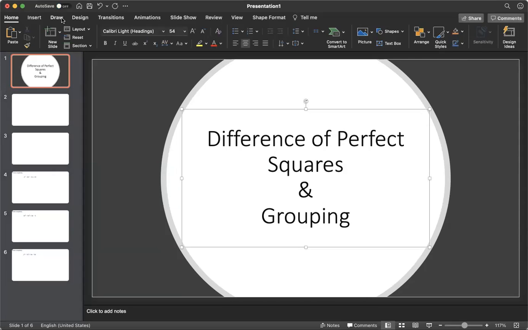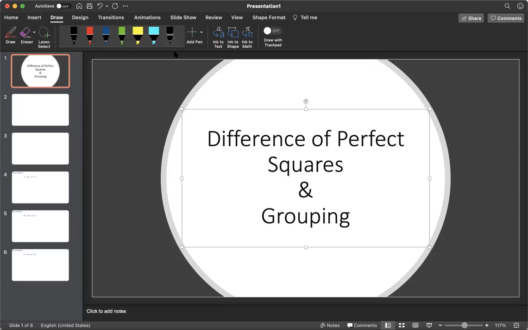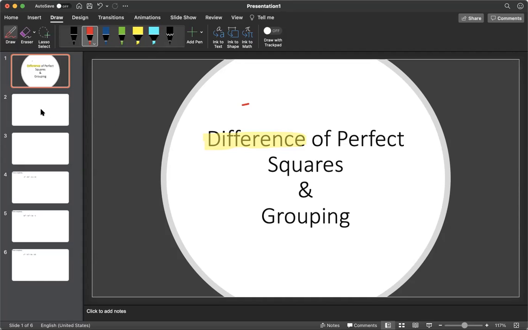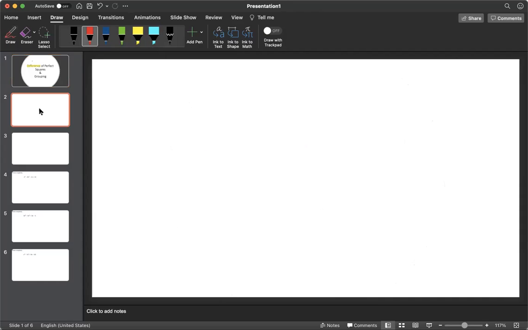So we are going to go over difference of perfect squares and grouping. These are two separate methods. When we have perfect squares, the keyword is difference. Difference means we have minus. So for difference of perfect squares, we have to have a perfect square minus a perfect square.